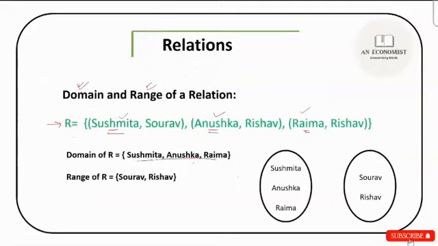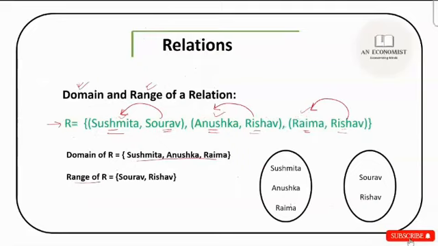And what will be the range? The second elements will be in the range. In this example, the range is the same as the codomain. We will talk about the distinction in the later part of the video. But here we will see that range and codomain are equal just because all the elements in the second place have a pre-image in the domain, right? Saurabh has a pre-image in the domain, Shushmita. Rishabh has a pre-image in the domain, namely Anushka, and Rishabh also has a pre-image in the domain, namely Raima.